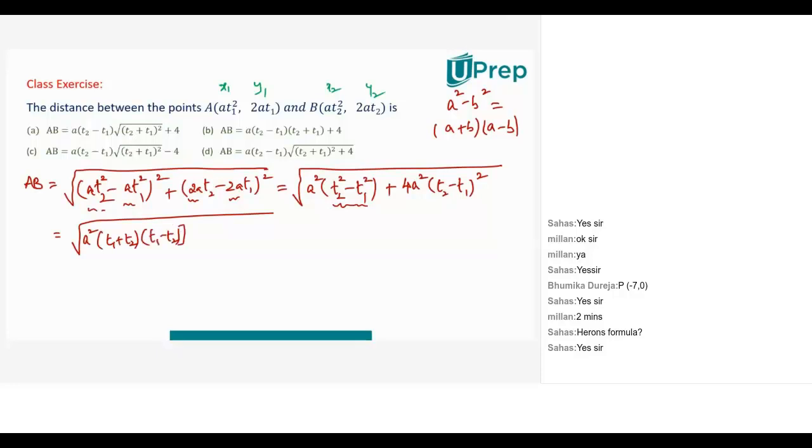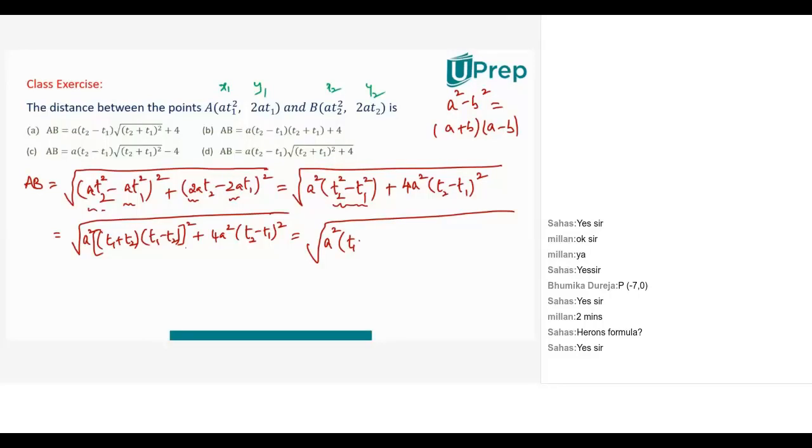Nothing in coordinate geometry, right? It is all simplification done on algebra only. So what I am left with is T2 plus T1, that is T1 plus T2 whole square into T2 minus T1 whole square plus 4a square into T2 minus T1 whole square.